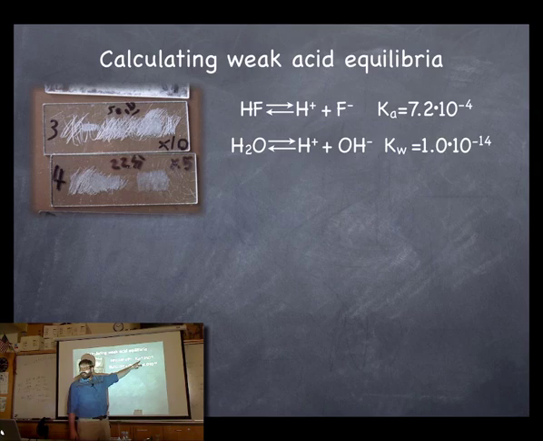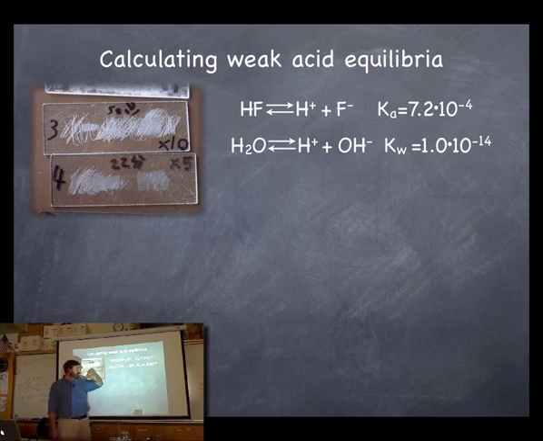The Ka value is 10 orders of magnitude higher. That means that the hydrogen ions produced here are going to be roughly 10 orders of magnitude higher, or, it's approximate. We need to go through and figure it out. But we're going to get a lot more hydrogen ions from the HF than we will from the water.